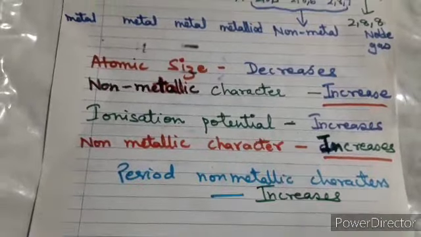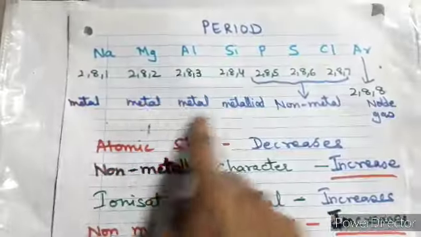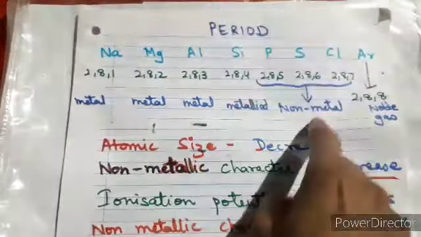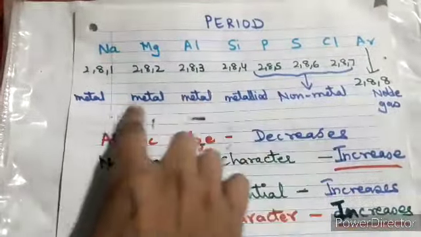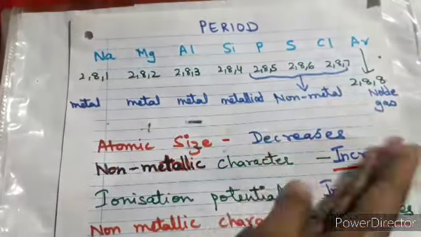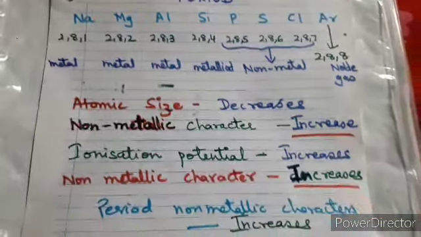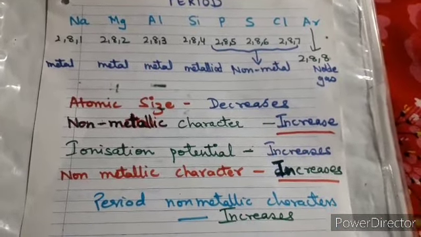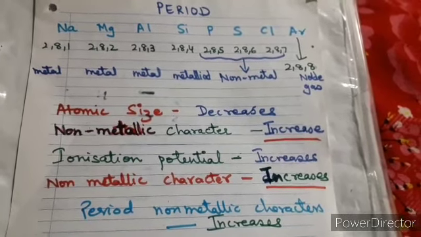I think this concept is clear to you. So once again, when you move from left to right, the non-metallic character is increasing, meaning they are moving from metallic to non-metallic characters. Over here, these three are metals, so they show metallic characters. So the metallic character is decreasing and they are tilting towards the non-metallic characters. This way you can see that in periods, the non-metallic characters always increase. Now we'll see about the non-metallic characters in groups also.